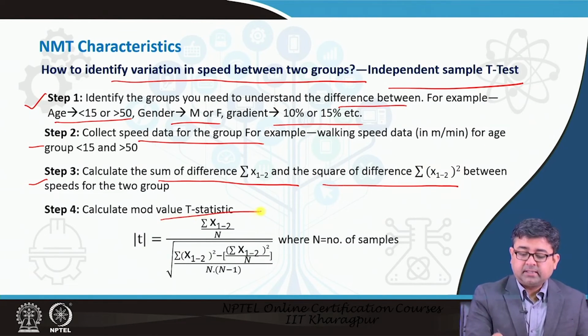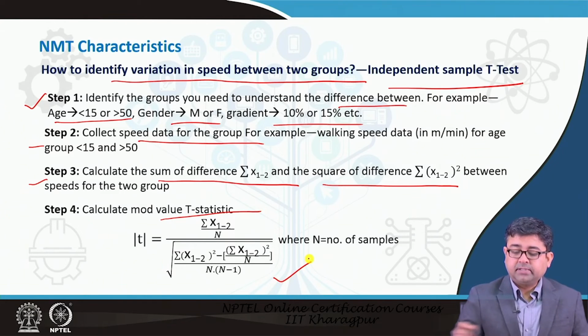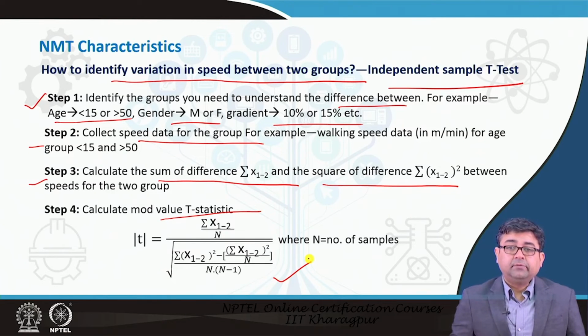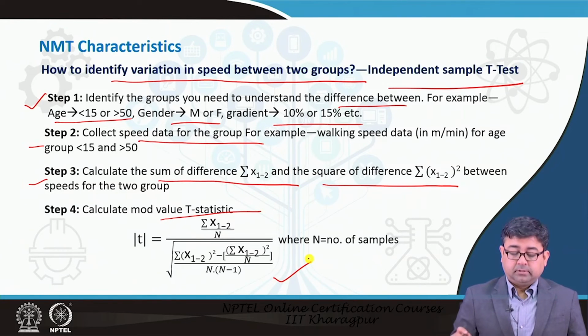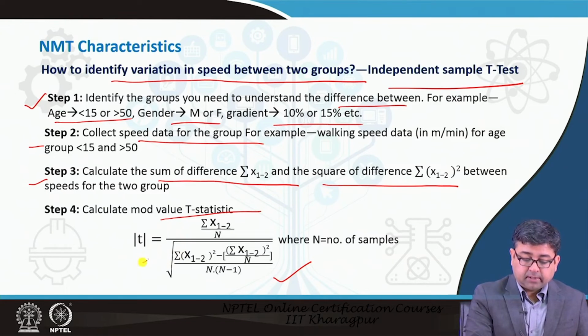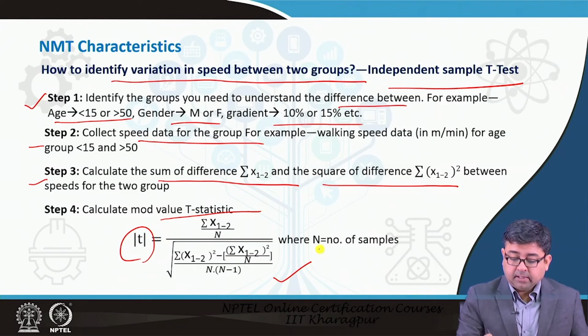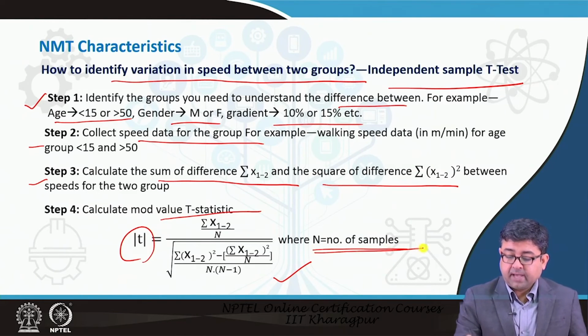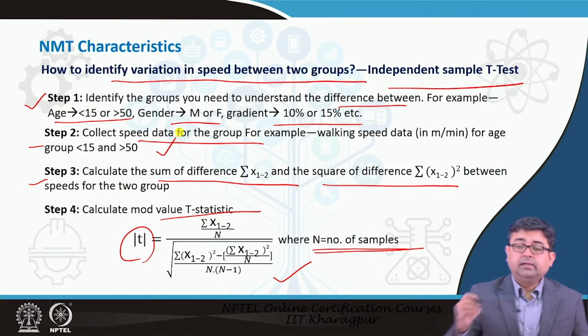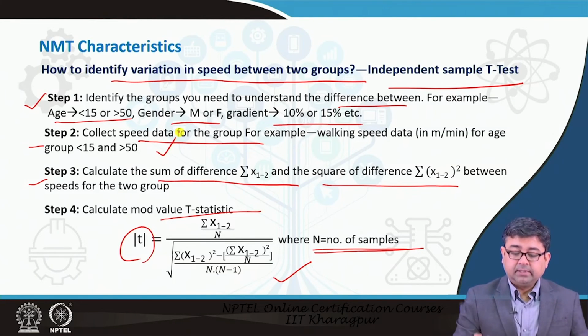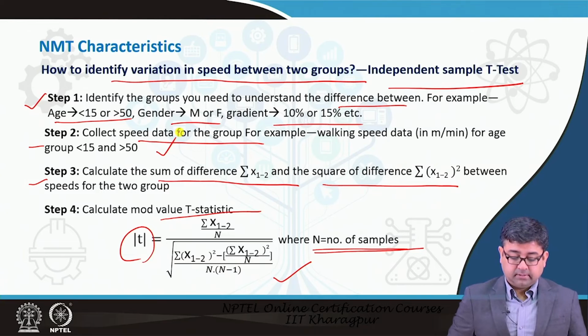Then the t statistic, which is given by this equation, which I am sure many of you would know. If you are not aware, it is available in any of the common statistical textbooks. So, you need to calculate what is called the t statistic, which is a modulus t, it does not matter whether it is a positive or negative sign. It will be based on the number of samples for which you have collected the data. So, how many samples you collect depends upon the sample size.